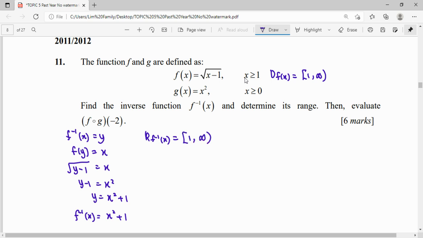And then for the next part, they ask us to evaluate the composite function at negative 2. So fg(-2). We substitute negative 2 into our function g here. So g of negative 2 equals negative 2 squared, so you get 4. Substitute 4 into the function f(x). Here it will be the square root of 4 minus 1, which is the square root of 3.